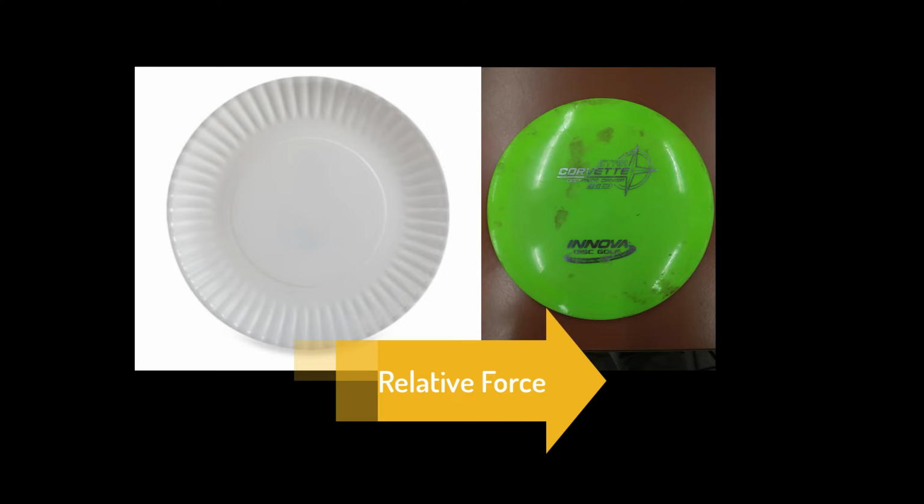The final invariant feature I'm going to discuss is relative force, which can be explained as the ratio of the weights between the player and the object. For example, it's easier to throw a frisbee faster than a paper plate because a frisbee weighs more. So now you understand the invariant features of a generalized motor program, which are the components of a skill that cannot be changed. Let's look at certain parameters that can be changed.